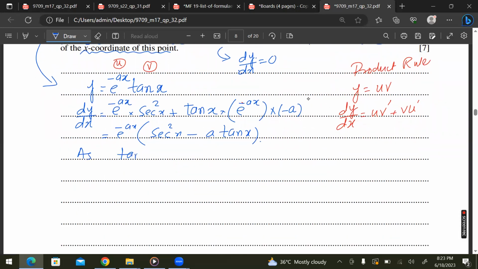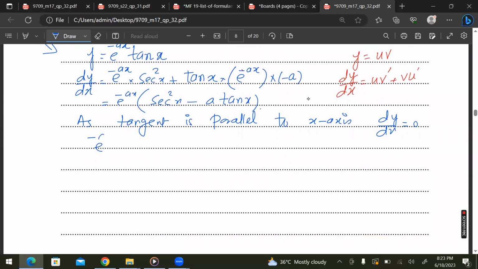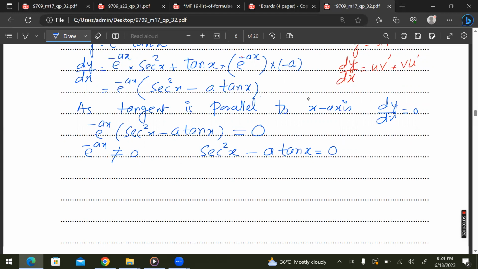As the tangent is parallel to the x-axis, dy by dx equals 0. Hence you can write e power minus ax times the expression for dy by dx, and equate this to 0. So e power minus ax cannot be equal to 0. The only option is that secant square of x minus a tan of x is equal to 0.